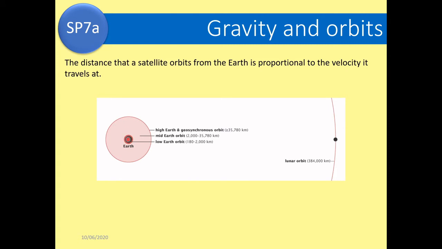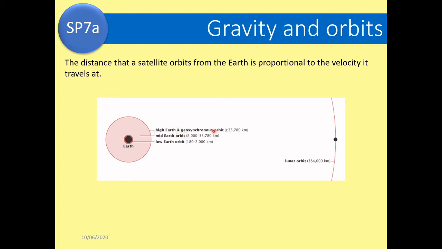So we have low Earth orbit. This is satellites that orbit very, very close to the Earth, only 180 to 2,000 kilometers away from the surface. We have mid-Earth orbit, which is anywhere from 2,000 to nearly 36,000 kilometers, and anything above 36,000 kilometers is what's called high Earth or geosynchronous orbit.